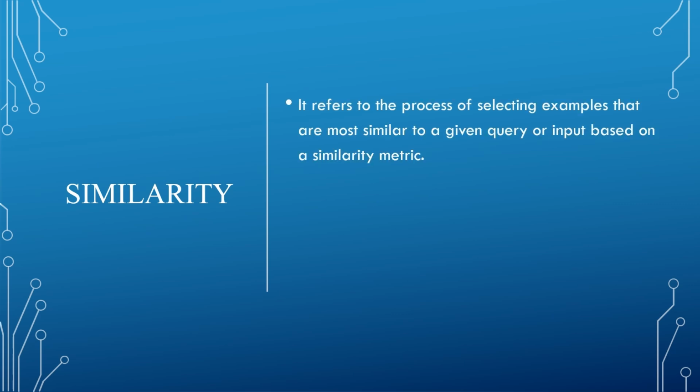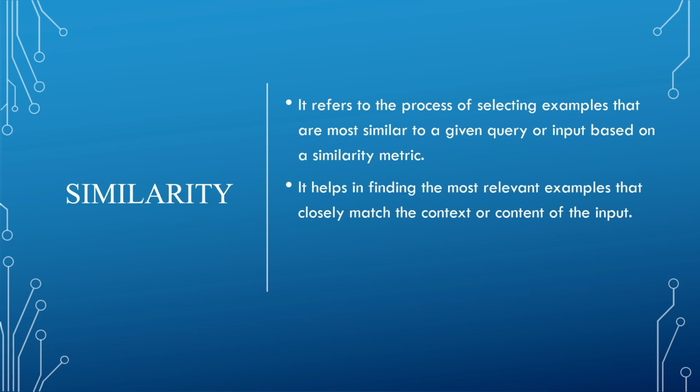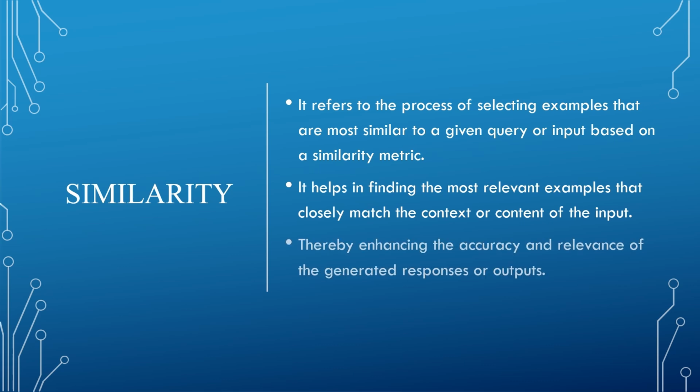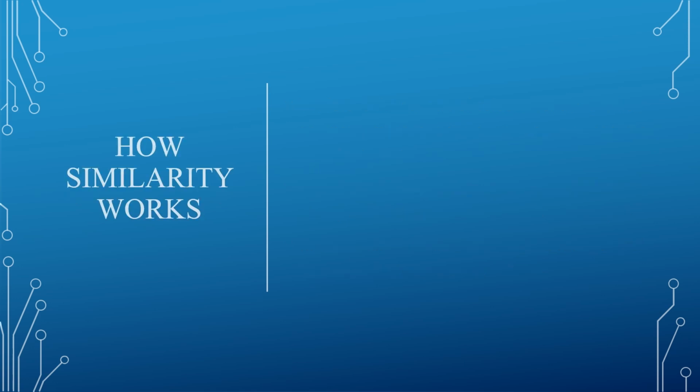The Similarity Example Selector is a method for choosing examples that are most similar to a given query or input based on a similarity metric. This process helps identify the most relevant examples that closely match the context or content of the input. By selecting examples that are highly similar to the query, this method enhances the accuracy and relevance of the generated responses or outputs. Here's how the similarity-based example selector works.